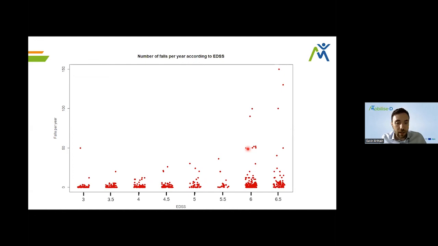This is a graph displaying frequency of falls against our EDSS score. And as we'd expect, patients with higher EDSS scores up at this end of the graph tend to fall more than those who possibly don't have any subjective deterioration in their mobility, or at least objective deterioration in their mobility as assessed by the EDSS score, although they are still falling.